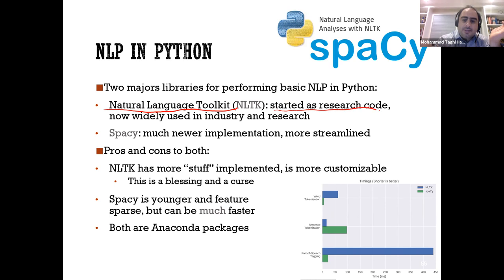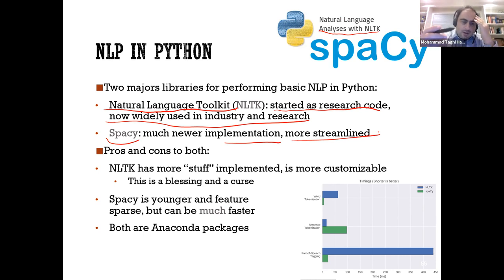This started as a research code. Now, widely it is used in industry and research. So NLTK is one of them. This is the one, NLTK. The other one is spaCy. This is a much newer implementation, and it is more streamlined.